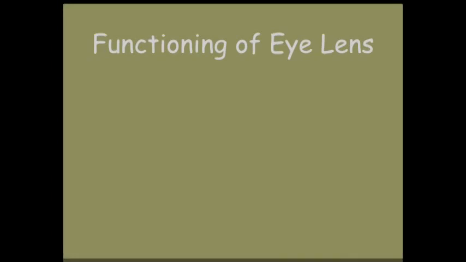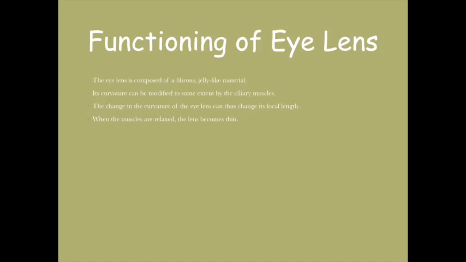So coming to the eye lens, the eye lens is composed of a fibrous and jelly-like material. Its curvature can be modified to some extent with the help of the ciliary muscles. The change in the curvature of the eye lens can thus change the focal length. When the muscles are relaxed, the lens becomes thin so that its focal length increases. This enables us to see distant objects very clearly.